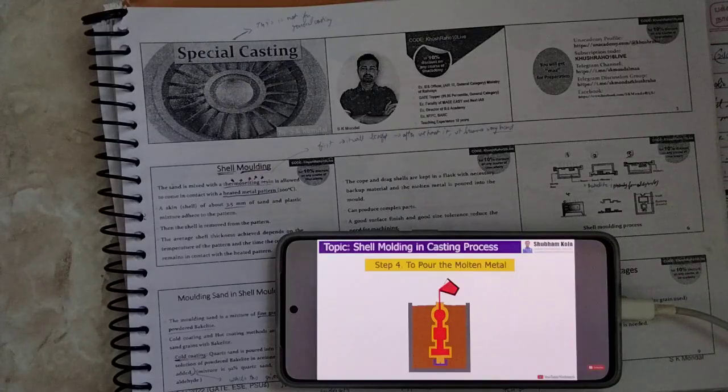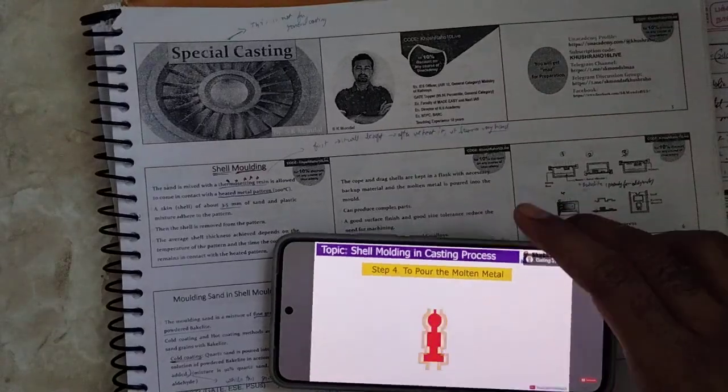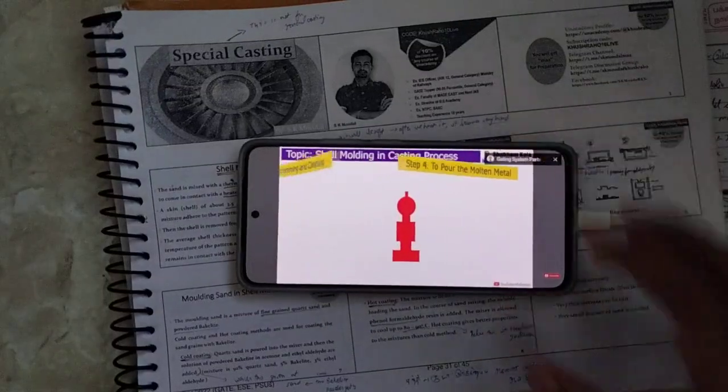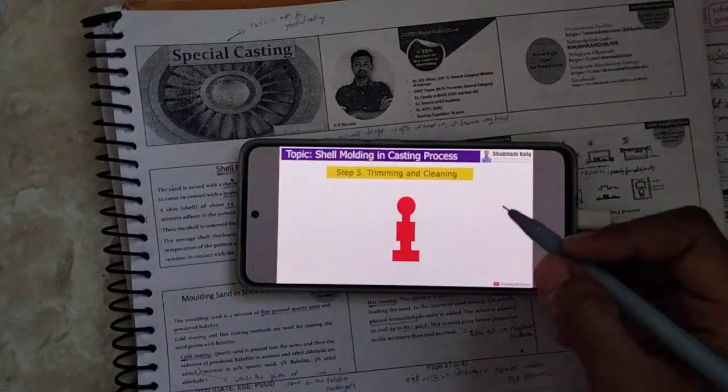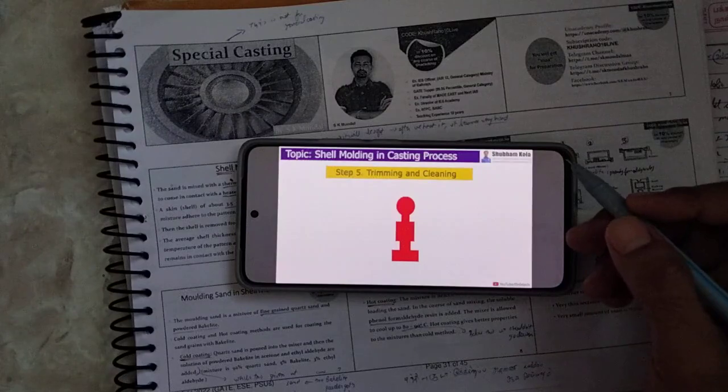The molten metal fills the mold cavity. After the mold has been filled, the molten metal is allowed to cool and solidify into the shape of the final casting. After the molten metal has cooled, the mold can be broken and the casting removed. Here trimming and cleaning processes are required to remove any excess material.